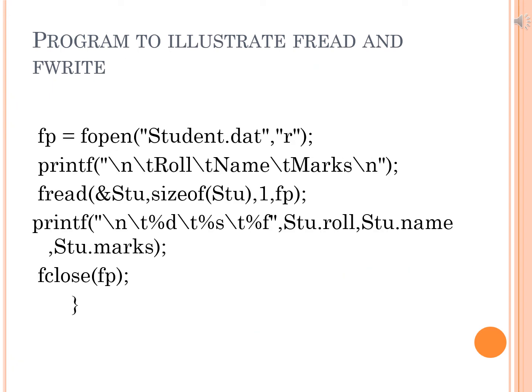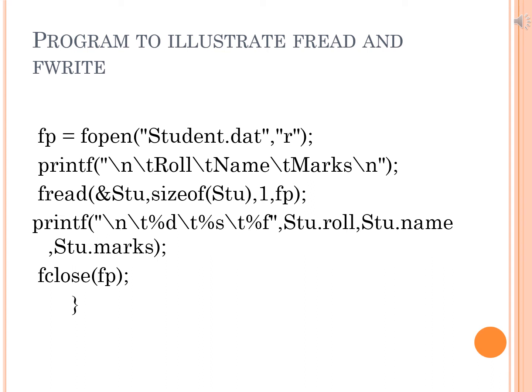Now read it back from the file and print it onto the terminal. So again you're opening the same file student.dat in the read mode. printf roll number, name and marks, that will be printed onto your terminal. Now you have fread, you're reading it from the file. You're reading into which one?